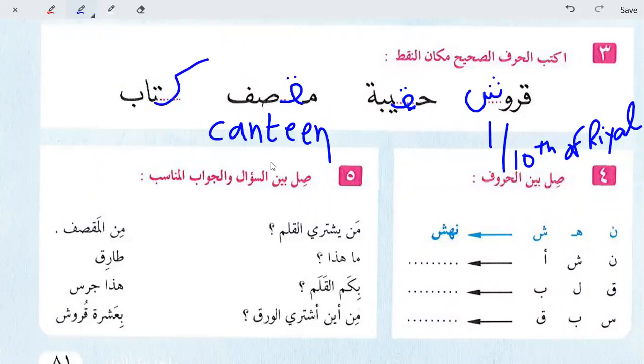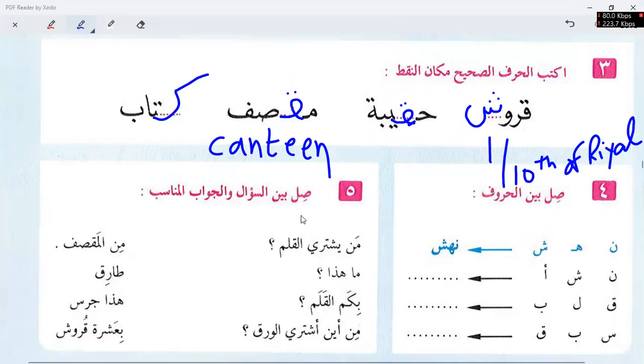Kitab. Okay, book. Sil bayna al-huruf: join the letters here, and then they will become a word. Next, Mr. Yusuf Mahmood. Join the question with the answer.